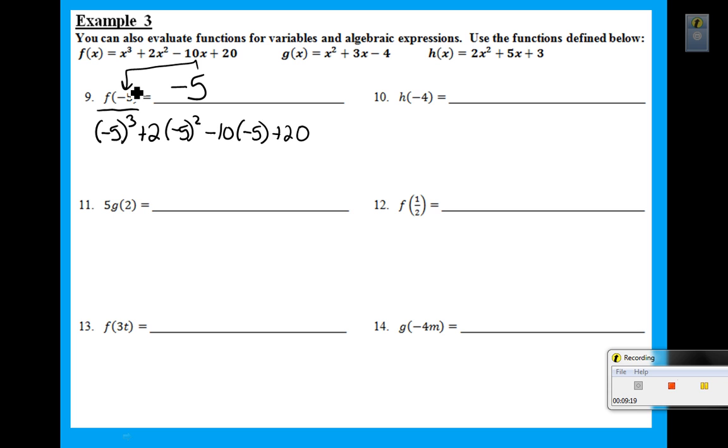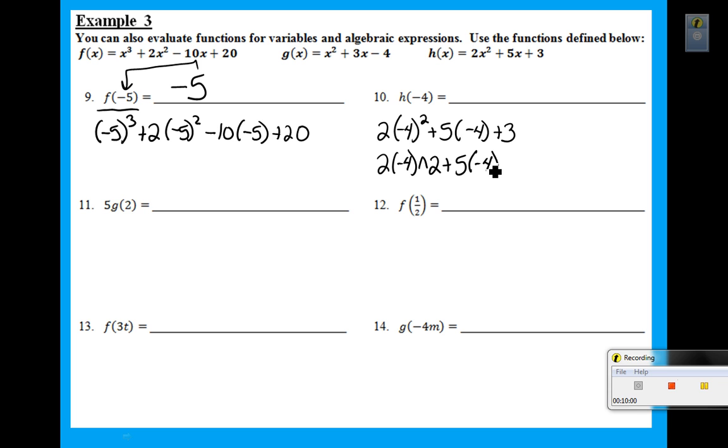So here's my h of negative 4. It says, go hunt down the function of h. Well, and you'll say, hey, there it is. It says, throw away the x and throw in a negative 4 wherever you see an x. So here's what it looks like. 2 parentheses, negative 4 squared, plus 5 parentheses, negative 4, plus 3. If you'll type it into your calculator just like that, if you're using a TI-83, it'll look like this.